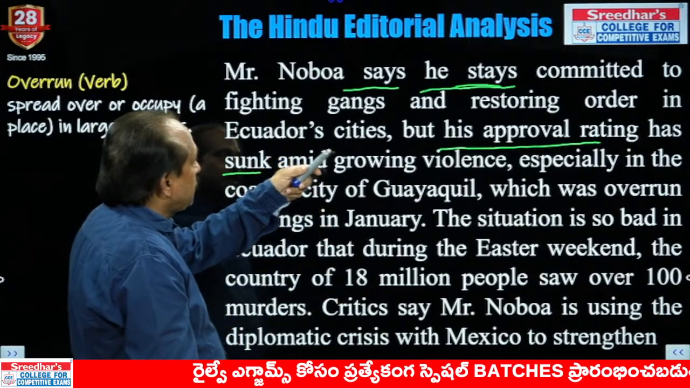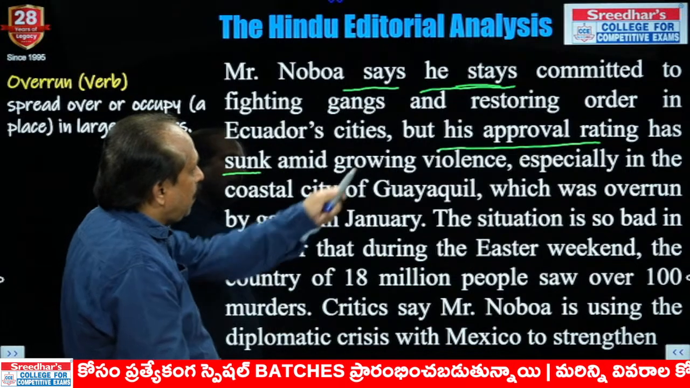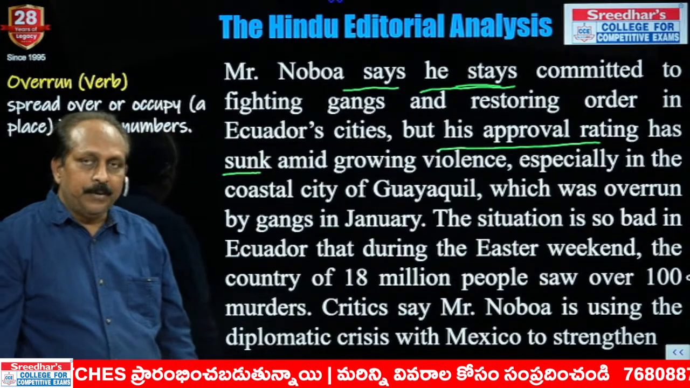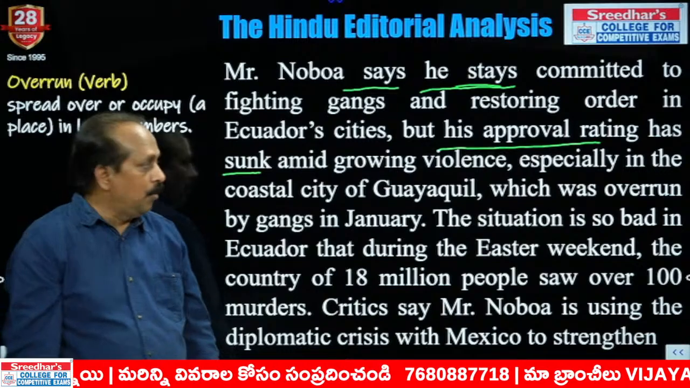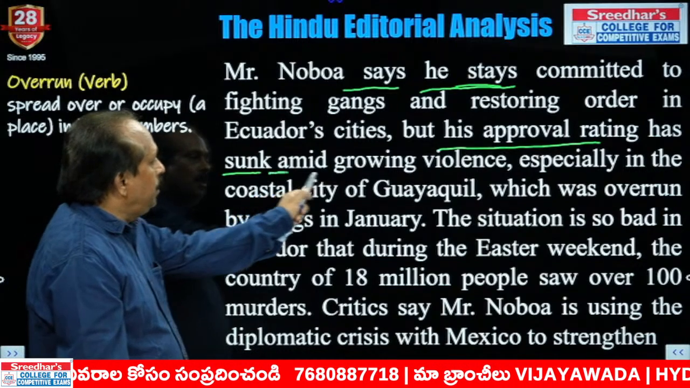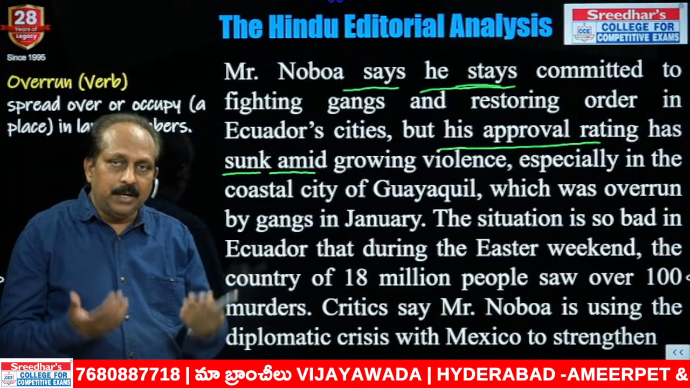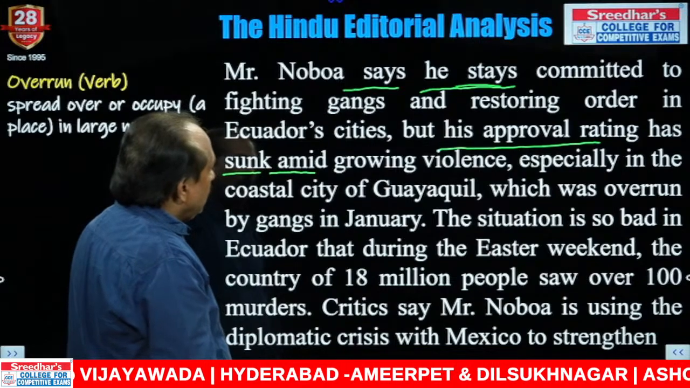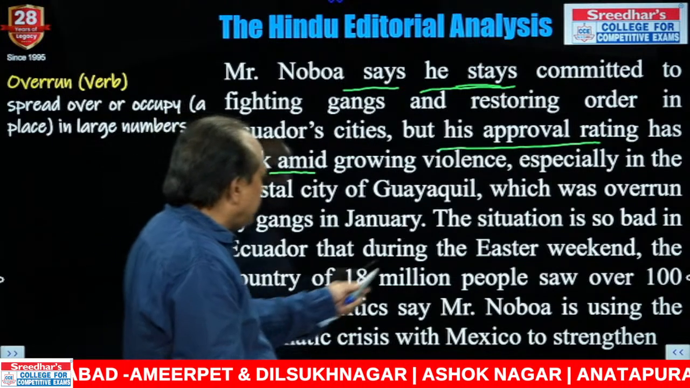He says he stays committed to fighting gangs and restoring order in Ecuador cities, but his approval rating has sunk. Again, present perfect. Sink, sank, sunk. Has sunk, present perfect, active voice. Amid growing violence, in the middle of growing violence, violence is not coming down, it is going up. Especially in the coastal city of Guayaquil, which was overrun by gangs in January.